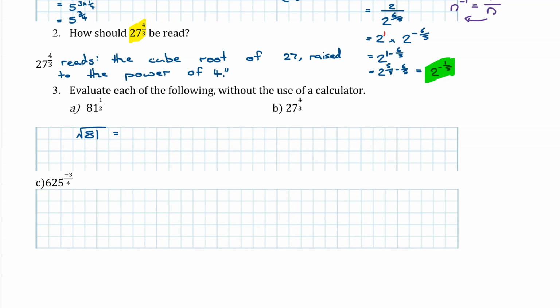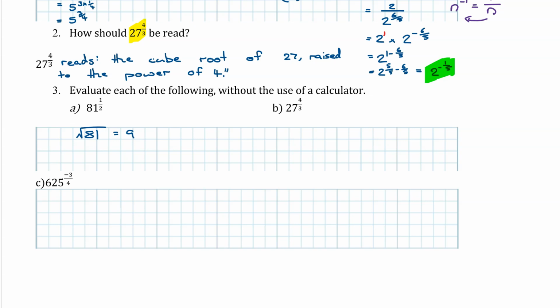Now ask yourself your times tables, and more specifically your square times tables. So 1 times 1 is 1, 2 times 2 is 4, 3 times 3 is 9, 7 times 7 is 49, 8 times 8 is 64, and 9 times 9 is 81. So we know the answer to the square root of 81 is simply 9.